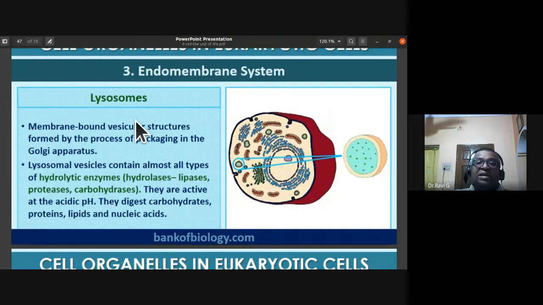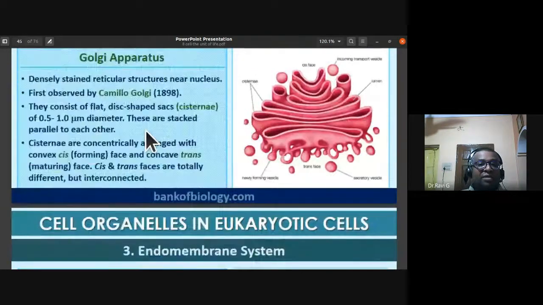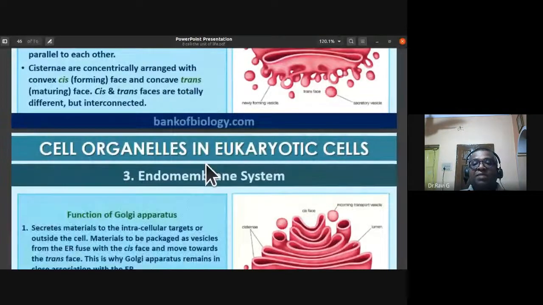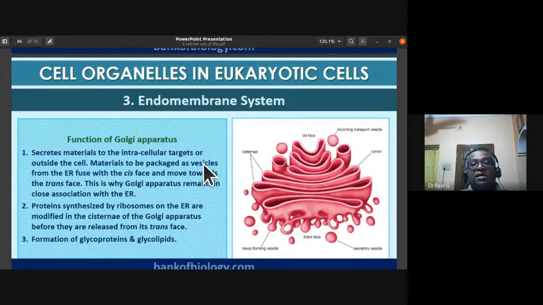So they are all things that you have to remember regarding the Golgi complex. It was for the first time studied by Camillo Golgi. Camillo Golgi first observed it and it was named after him as Golgi complex or Golgi apparatus.